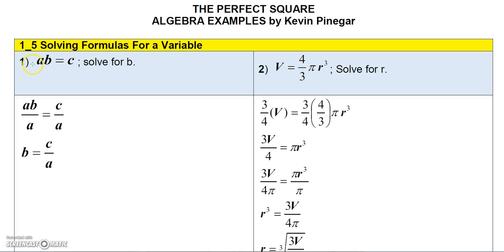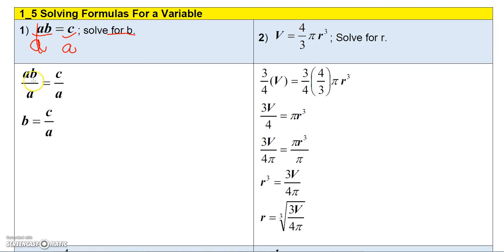Okay, so the first one says the formula is AB equals C, and it asks us to solve for B. The idea here is we need to get the B by itself. Since I have A times B, I can divide this side by A so that the A's will cancel and I'll just get B. If I divide that side by A, I also have to divide this side by A. So if you look down here, I divide both sides by A, and over here the A's cancel and just give me B, and on the right I have C over A.